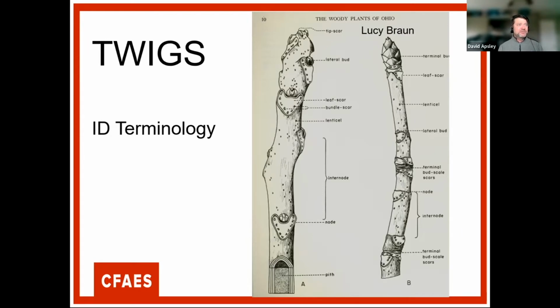And little dots or bumps are called lenticels, and they're kind of like stomates. They allow for gas exchange, just like stomates on the leaves allow for oxygen and CO2 to be exchanged.